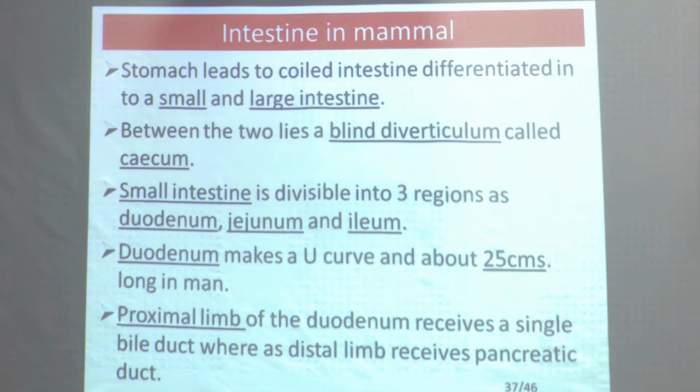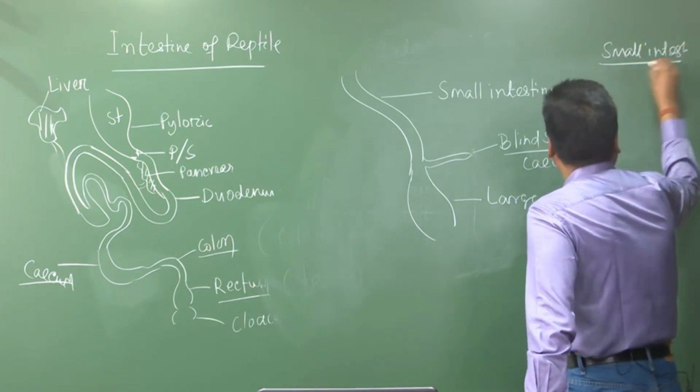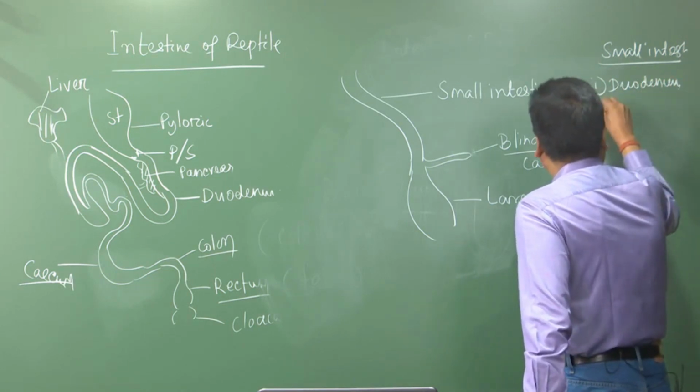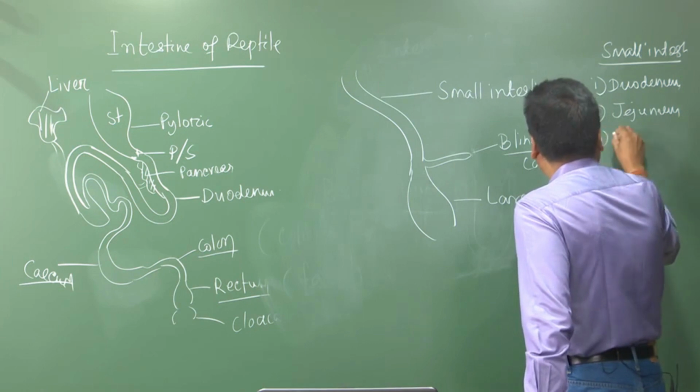In mammal, the small intestine is again divisible into three regions. We have known that in other vertebrates the intestine is divisible into only two parts, the duodenum and ileum. But in mammal, the small intestine is divisible into three regions: duodenum, jejunum and ileum. I am writing here the small intestine. The first part is known as duodenum, the second part is known as jejunum, and the third part is known as ileum.